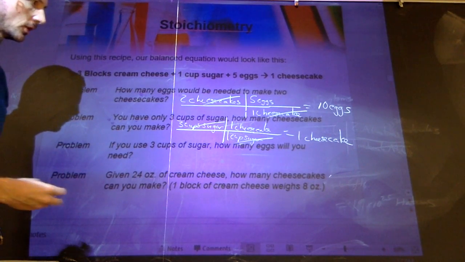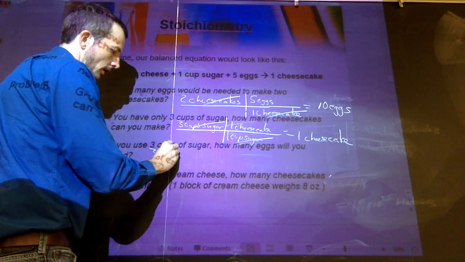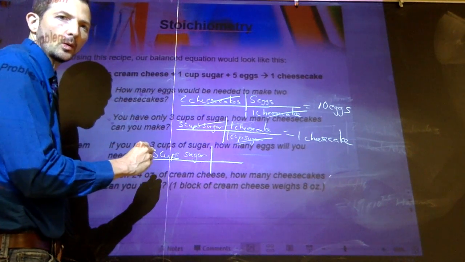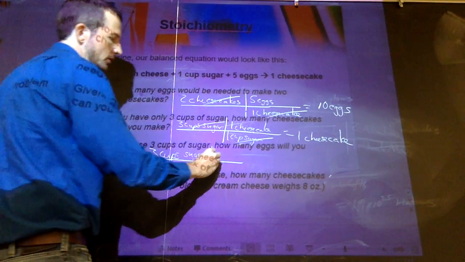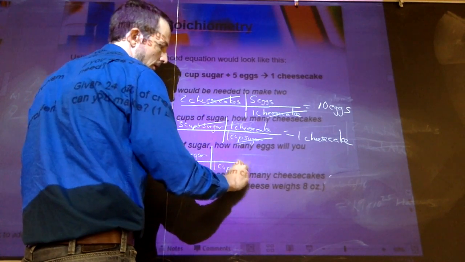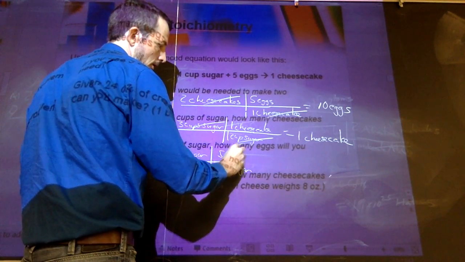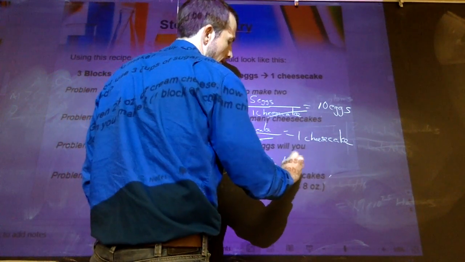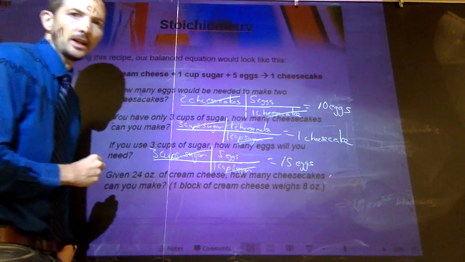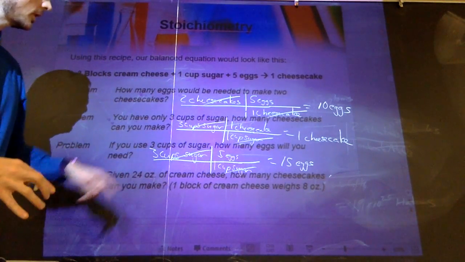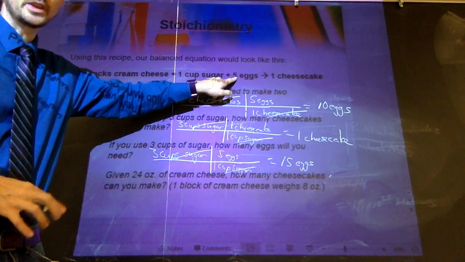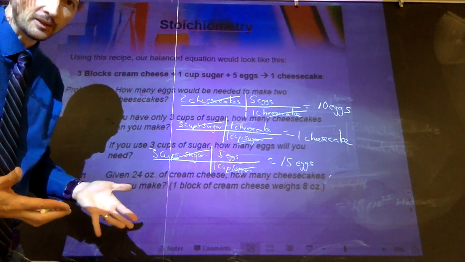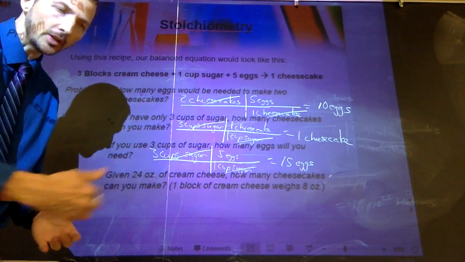If you use 3 cups of sugar, how many eggs will you need? So again, write down my measurement. Go to my balanced equation to go from sugar to eggs. So 1 cup of sugar requires 5 eggs. So 3 times 5. I need 15 eggs. Now if we go to chemistry, these 3 and 1, that's going to be the number of moles. And so to work problems like this, I need the reaction the number of moles. Well, if I'm not given the number of moles, well then I first have to convert to number of moles.